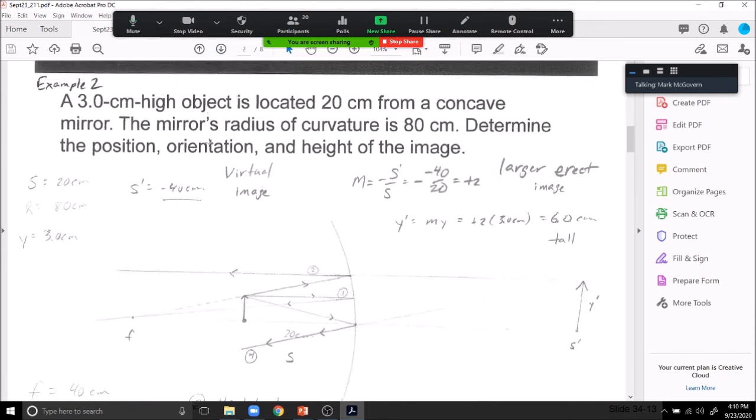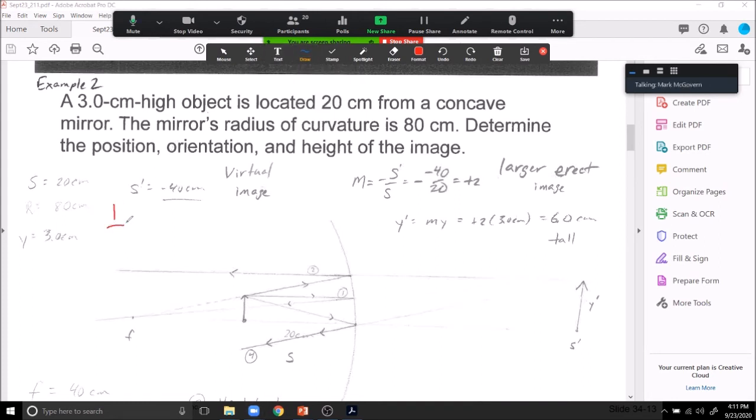All right, so my numbers here. I have a 3 centimeter high object. That's our Y value. It's located 20 centimeters from a concave mirror. That's S. Radius of curvature is 80, which means F is 40. So I use the same equation that we always have: 1 over 20 plus 1 over S prime equals 1 over 40, which is 1 over F. And you solve this and you end up getting a negative 40.